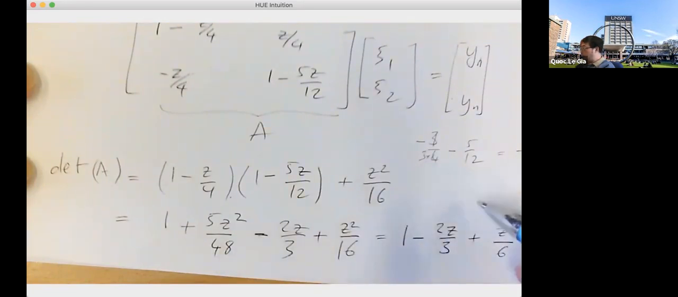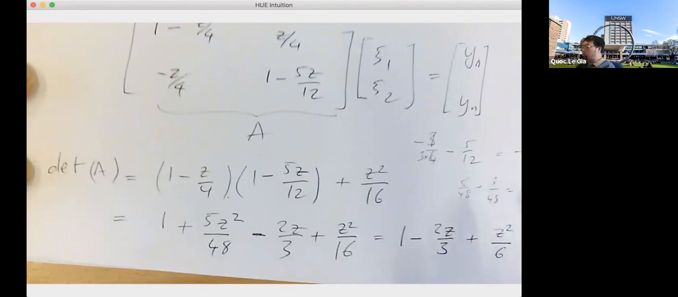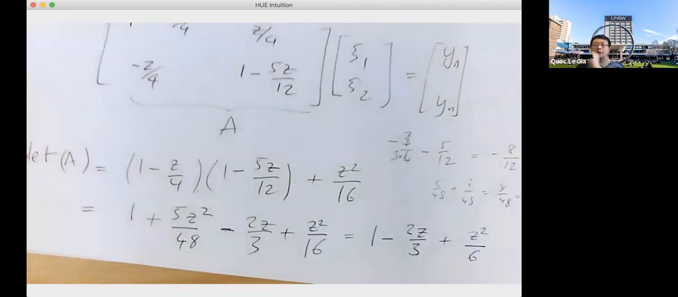Okay, so check. Okay, so 5 over 48 plus 3 over 48 is 8 over 48. Yeah. And you simplify by 8, you got z squared over 6. Okay. Agree, yeah? You still there, yeah? Okay. So my calculation is correct, yeah?